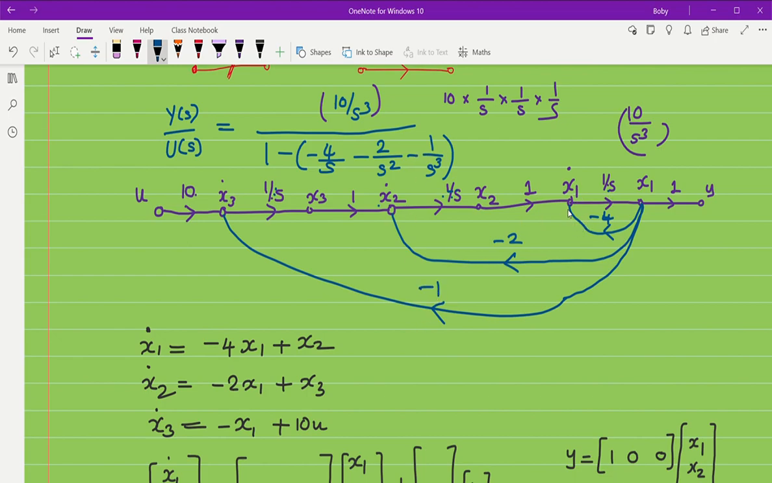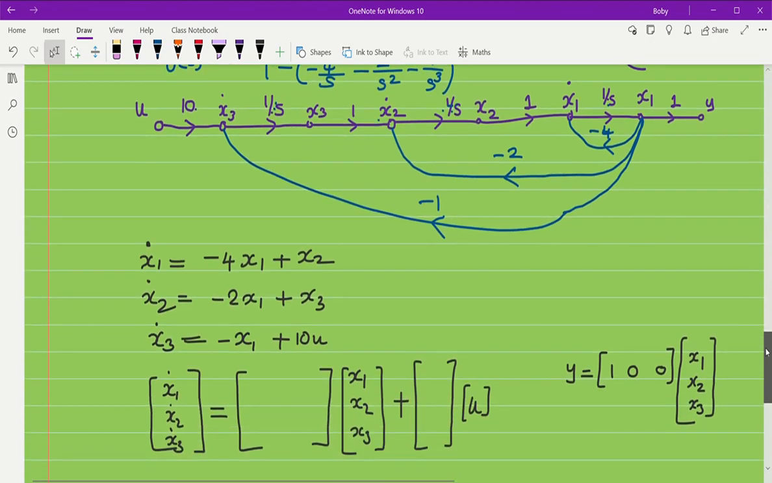So this is the first loop, this is the second loop, this is the third loop, and we are putting them in Mason's gain formula, so we will get the exact transfer function. So this is the signal flow graph constructed from this transfer function.